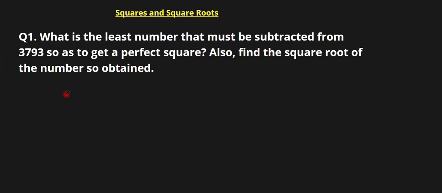what is the least number that must be subtracted from 3793 so as to get a perfect square? Also find the square root of the number so obtained. So the solution is, what is the least number? Here you need to calculate the least number that must be subtracted from 3793. For that, first solve 3793.